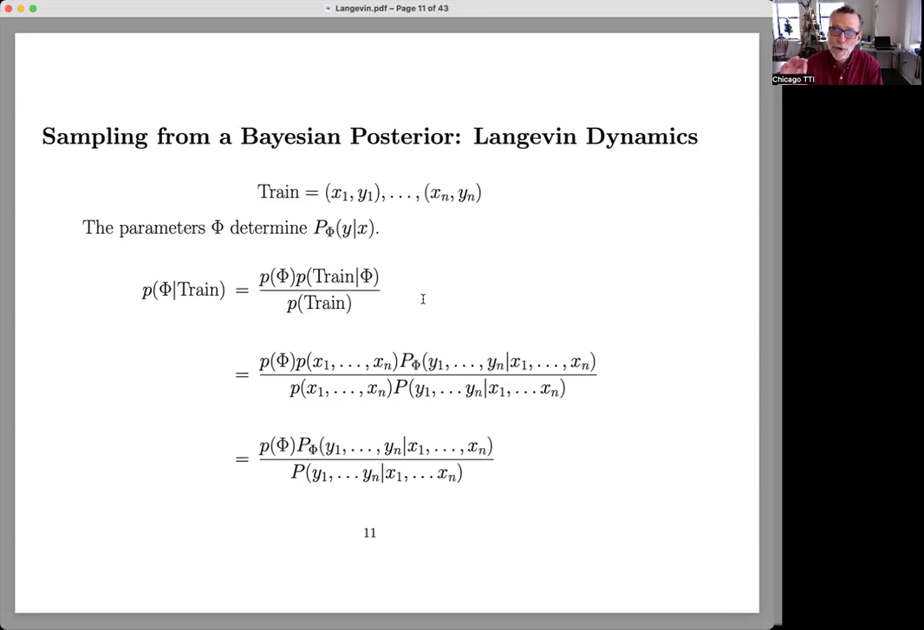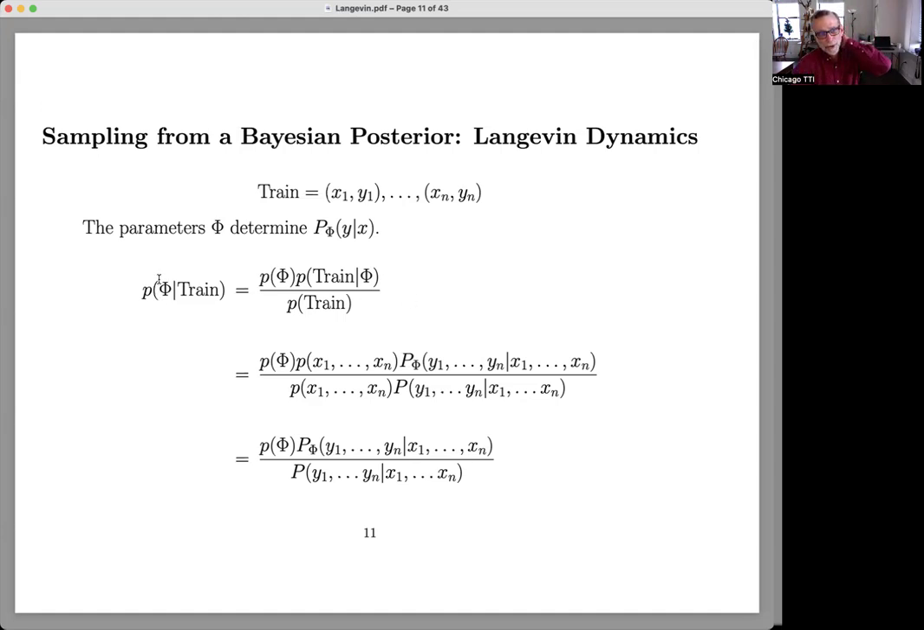Okay, so that's the first application of stochastic differential equations, diffusion models. Now, the second application I want to talk about is something called Langevin dynamics. And Langevin dynamics is about sampling from a Bayesian posterior on model parameters.